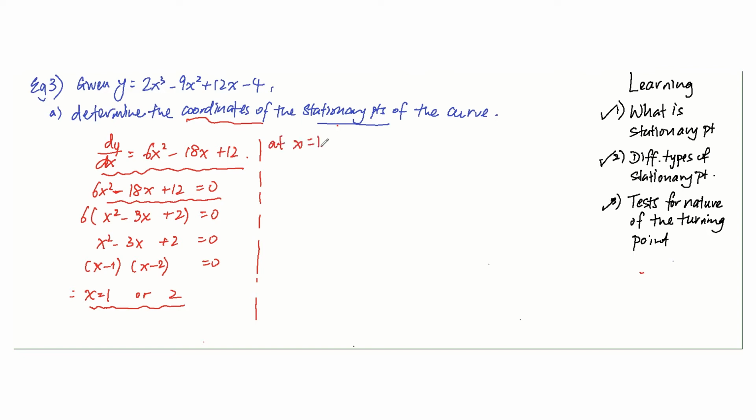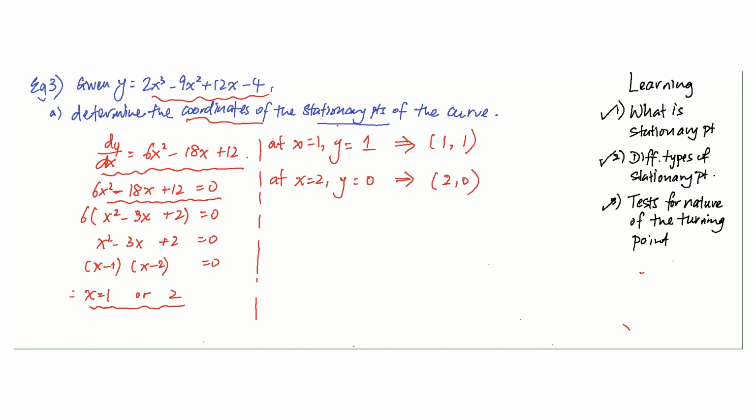So at x = 1, sub this back into our original equation. You should get y = 1 as well. So we have our first set of coordinates, (1, 1). Now, at x = 2, again, sub it back into the original equation. You should get y = 0. And this is another set of coordinates, (2, 0). These are the two sets of coordinates where we have the stationary points of the curve. But before I continue, this is my question to everyone here.